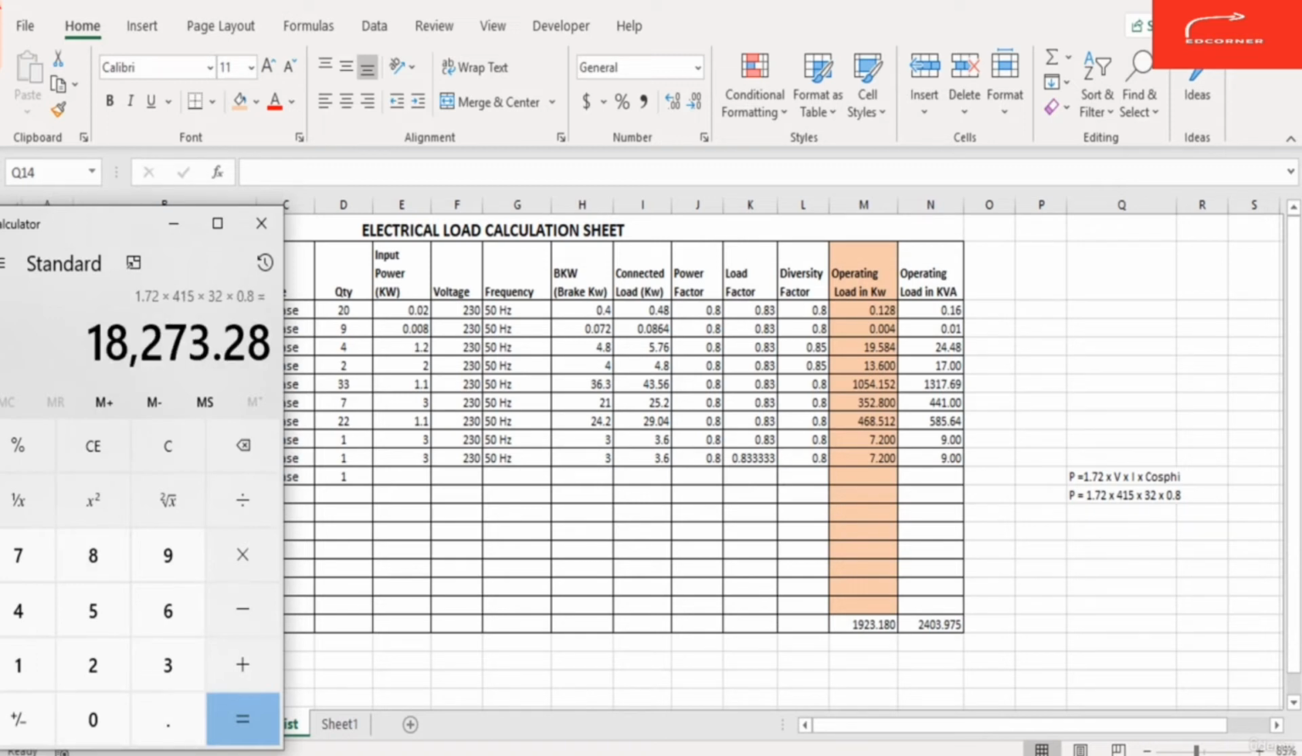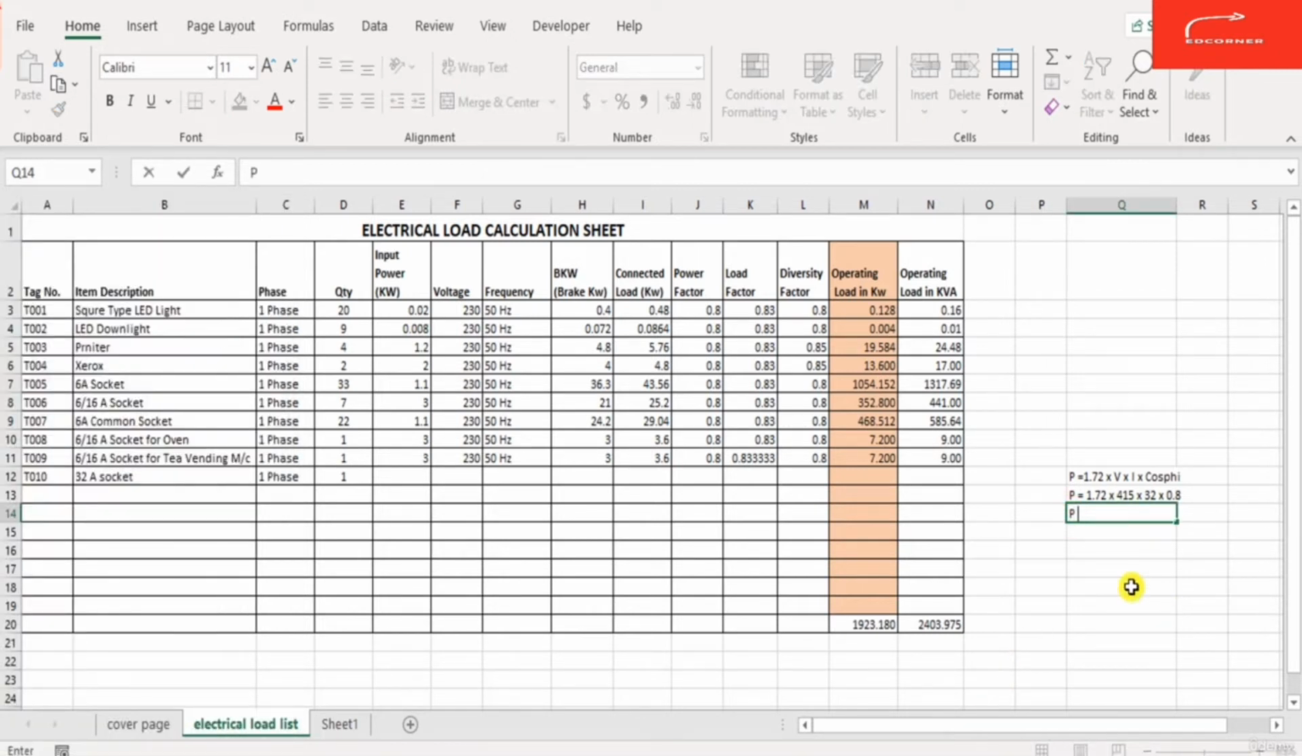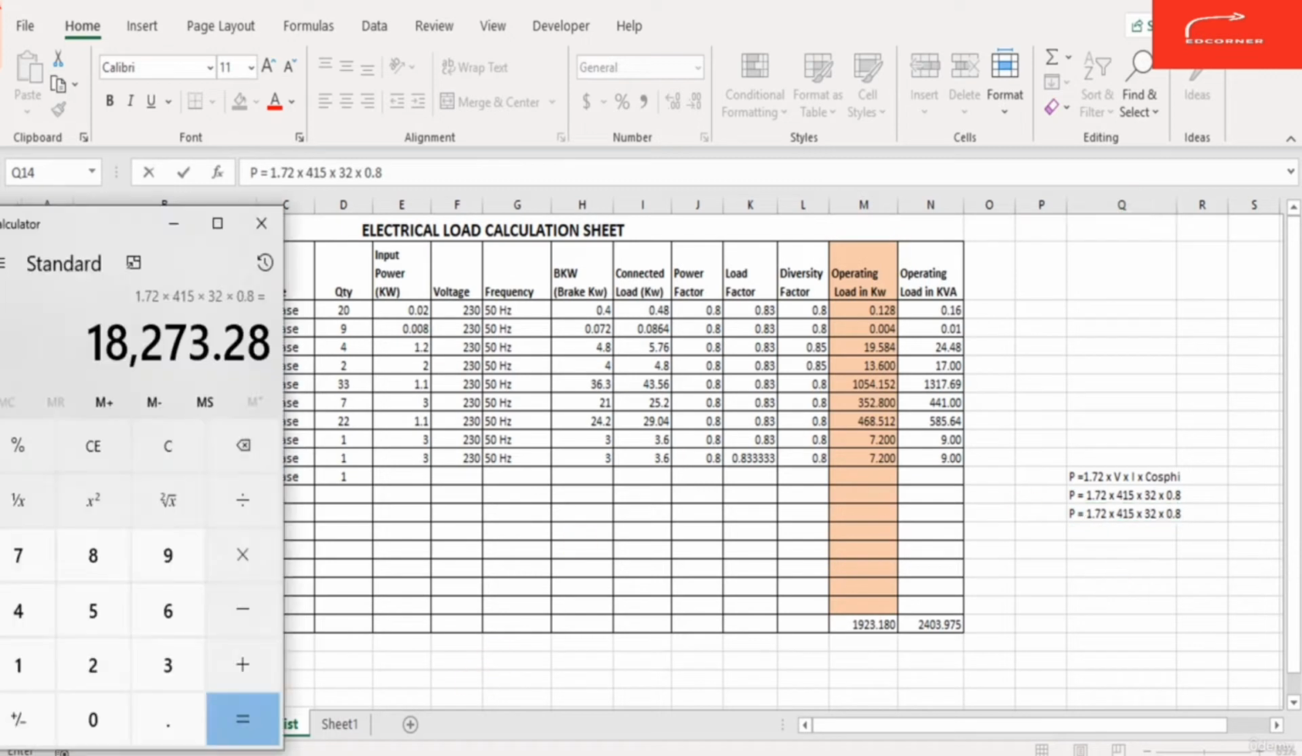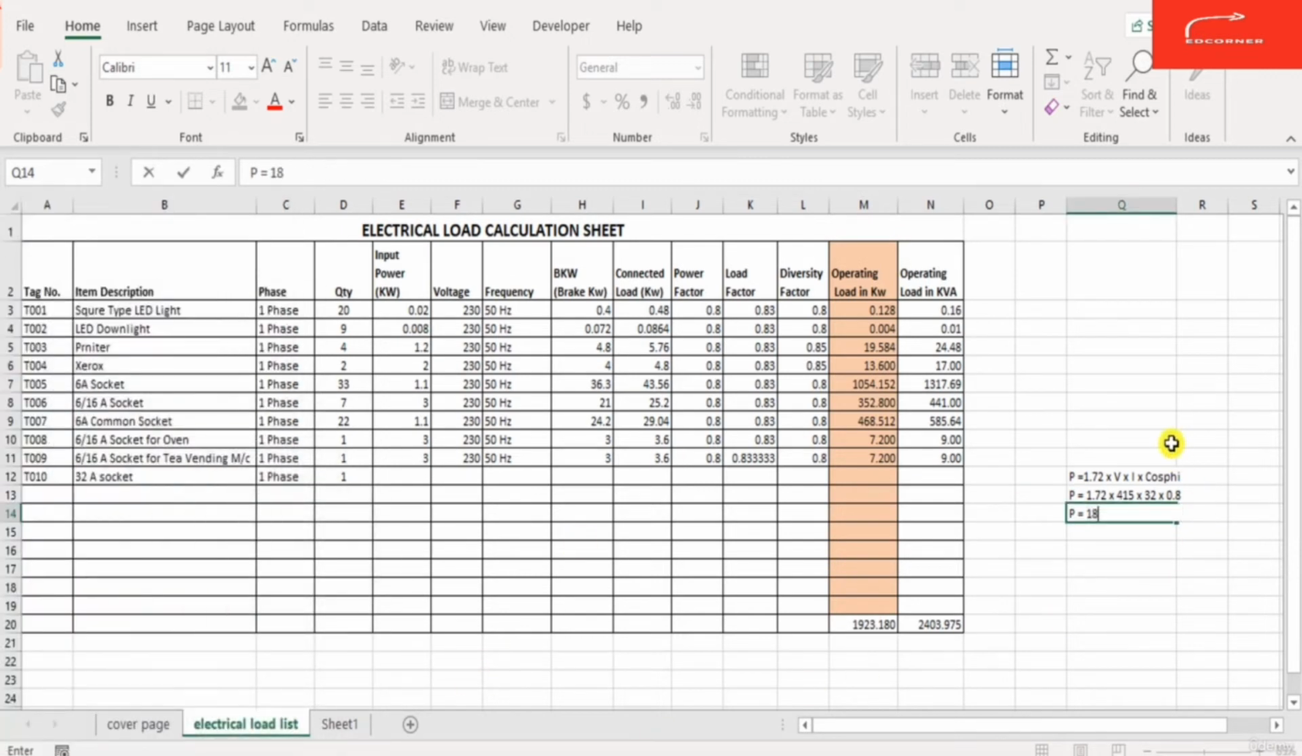So it will become 18,273 watts. The P is equal to 18,273. This is in watts, the answer comes in watts. So P is equal to 18.5 kilowatts. So directly I will put 18.5 kilowatts, and the voltage is 415.